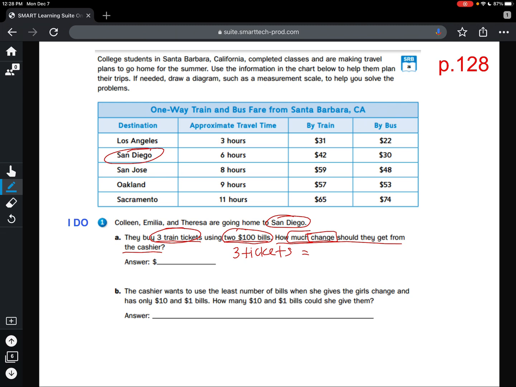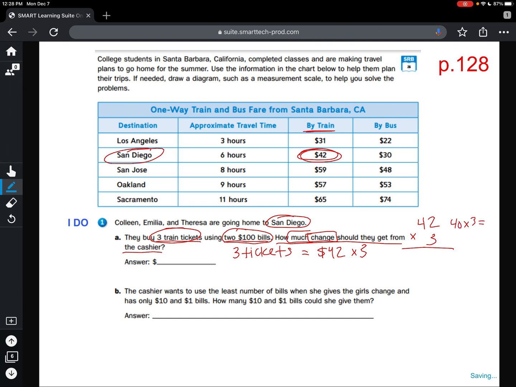So 3 train tickets, if I look at my table, I'm going to go to train, and 3 train tickets to San Diego, 1 ticket costs $42. So it's like saying 42 times 3 tickets. That's going to tell me how much they spent on the train tickets. So I could do 42 plus 42 plus 42, or I could use my partial products. Could practice that strategy that we learned earlier in the week.